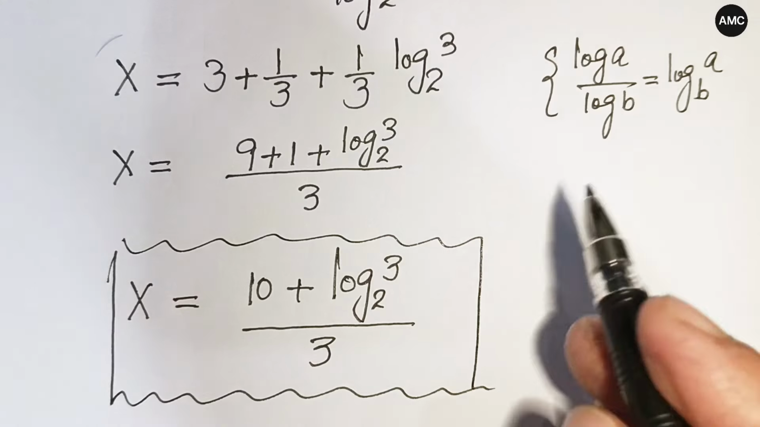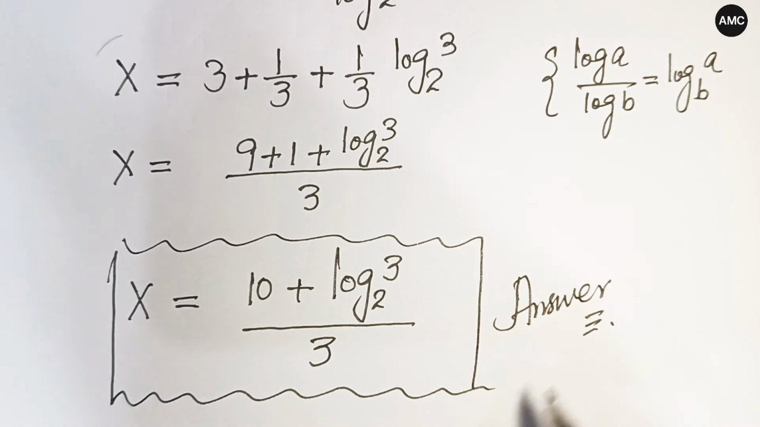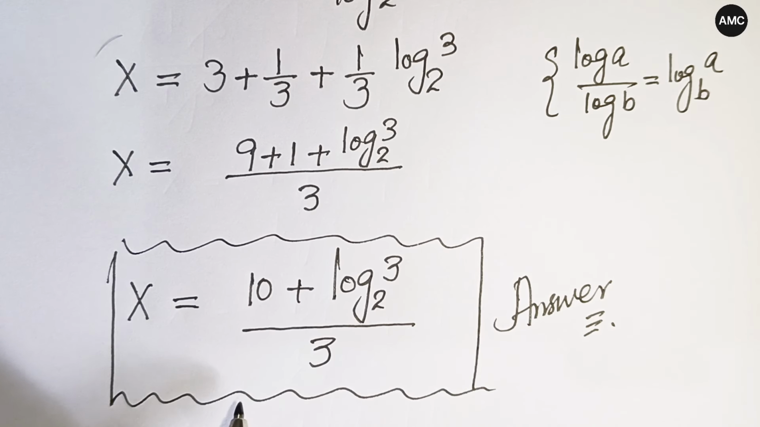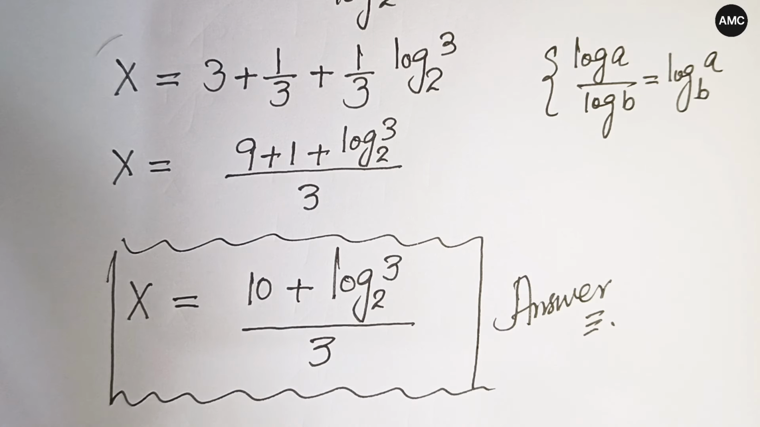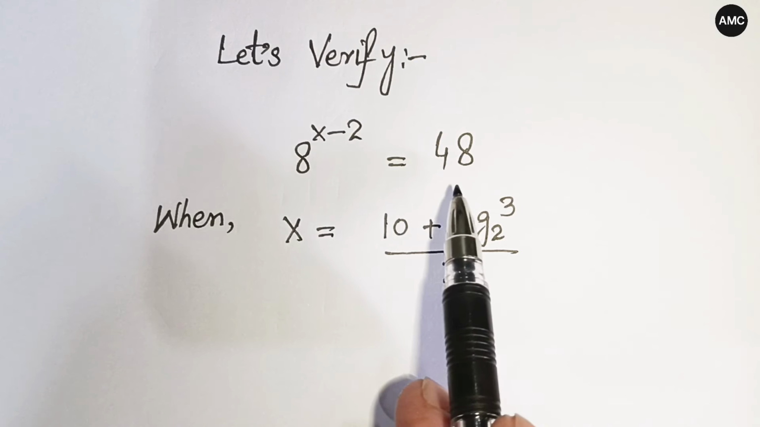Now it is our final answer. Here we are going to just check our result, that value of x. By putting this value in our problem, we can just verify our problem. So let's verify our problem. So for verification, our problem is a to the power x minus 2 is equal to 48.